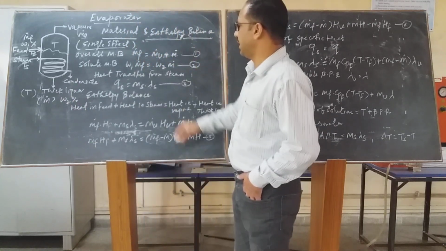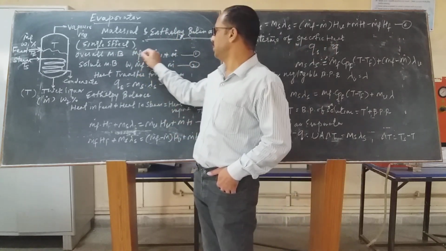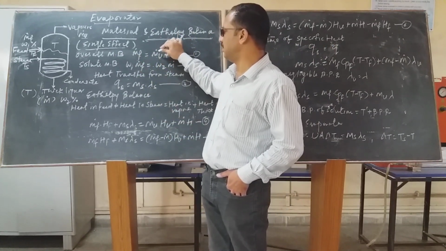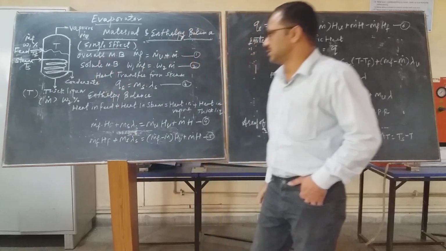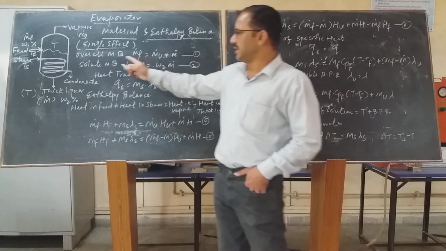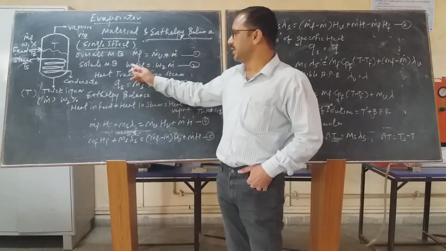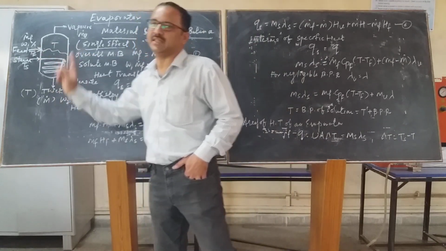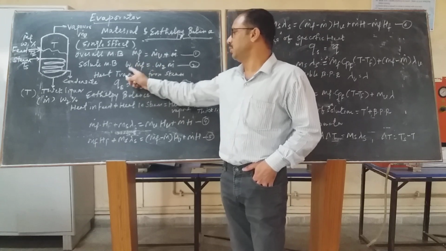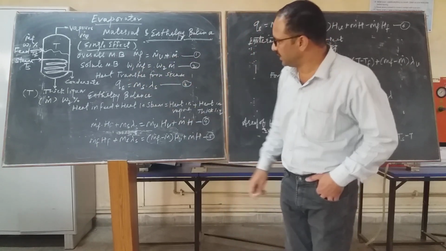W2 percent. Here, if I write the overall material balance, the feed supply is distributed in the form of vapors plus the thick liquor obtained as the bottom product. In the second equation, if I write the solute component balance, the solute in the feed is equal to the solute in the thick liquor. So I write W1 mF is equal to W2 m. Further, the enthalpy balance.